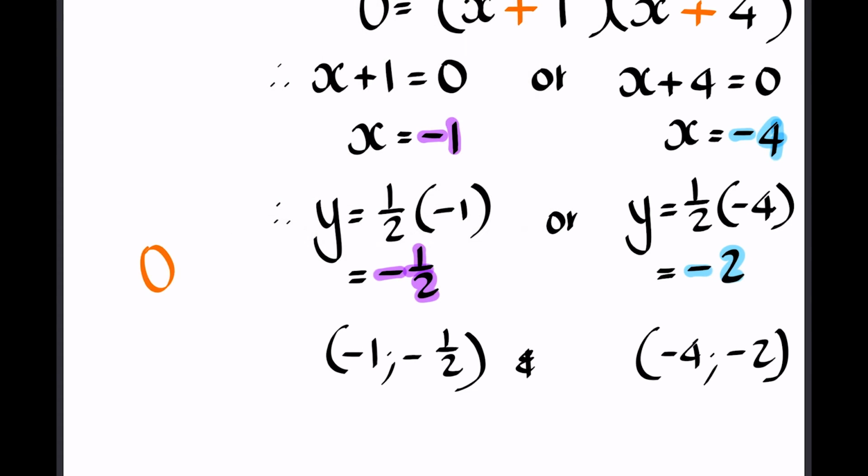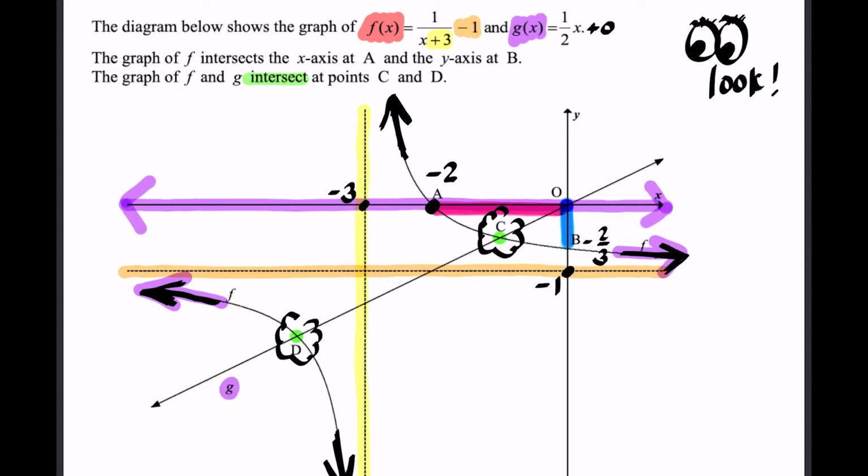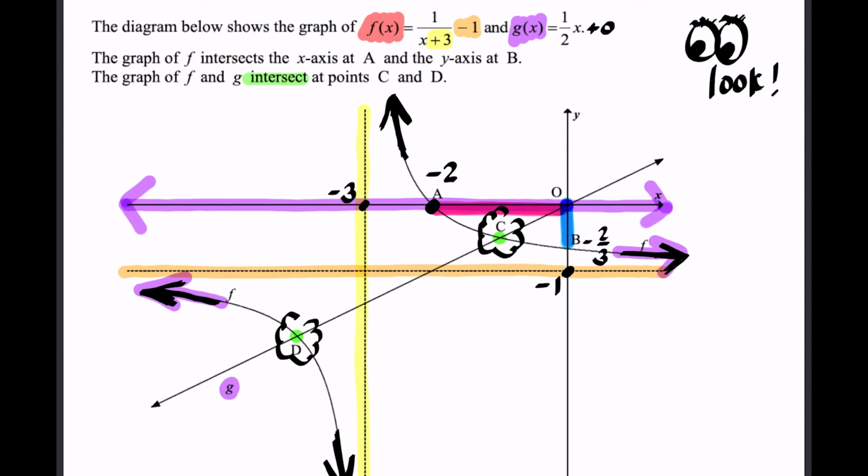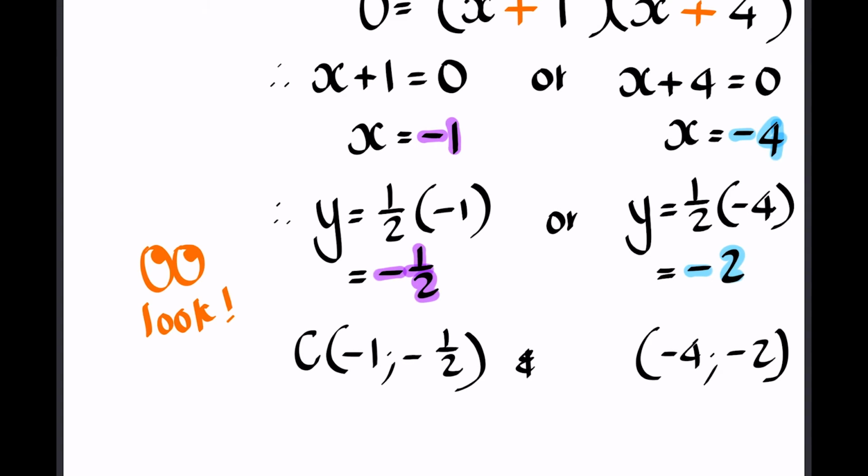And that reminds me to look. Okay, we need to look at our diagram. So we have x coordinates minus 1 and minus 4. So if we go back to our diagram, we have x coordinates of minus 1 and minus 4. So which one is minus 1? The C would be minus 1 and the D would be the minus 4. So C is minus 1 and minus a half, and D is minus 4 and minus 2.